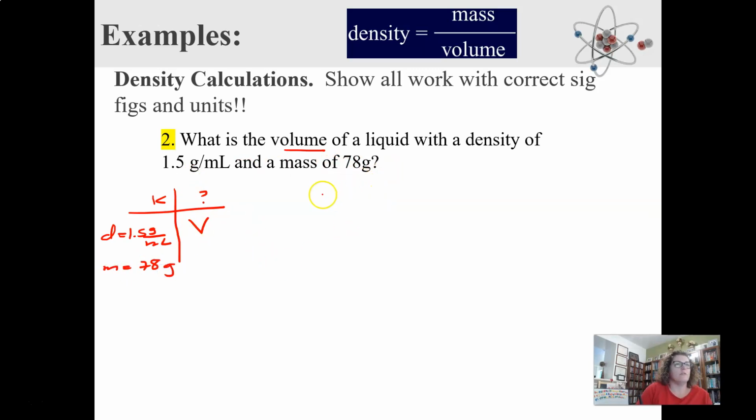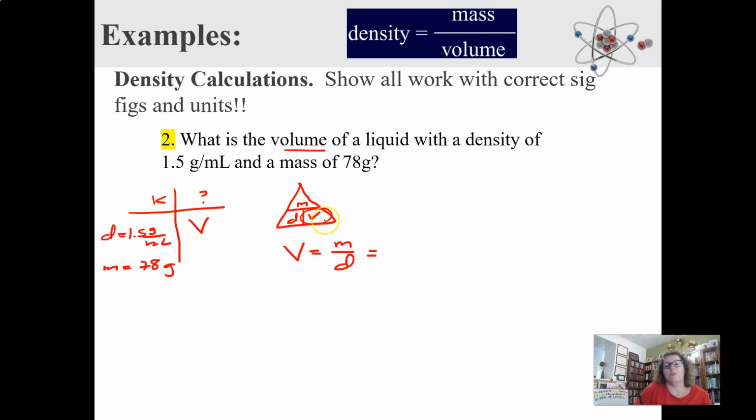Okay, so first I need to rearrange my equation. If it helps you in the beginning, do your little triangle, your little chart. Remember DMV. And I'm going to solve for volume. So what will be my equation? You never have to show AP how to rearrange the equation. You just have to show them an equation that you're using. So volume is mass over density.